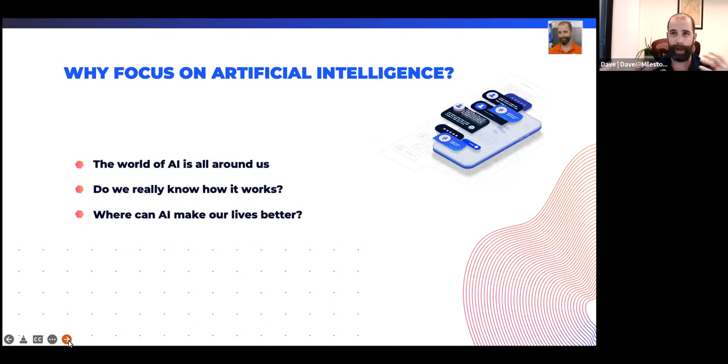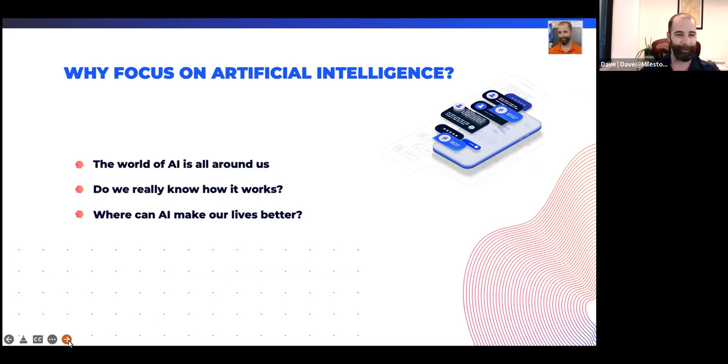Artificial intelligence. So why do we focus on it? It's all around us. We may not quite realize all the ways. We're going to talk about that in a minute, but it is inescapable these days. And that's ever increasing, and every industry is bringing in AI to help them do what they need to do.